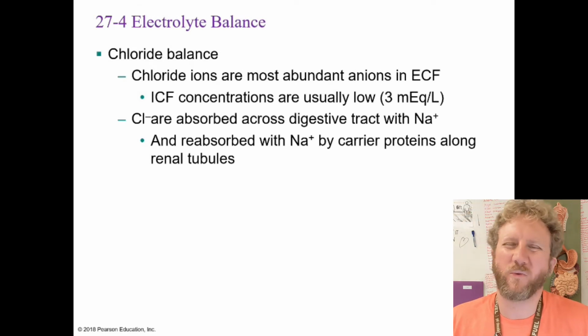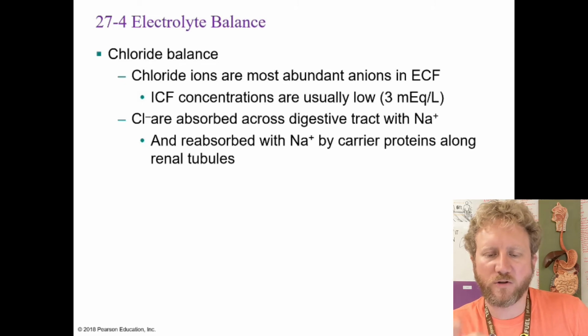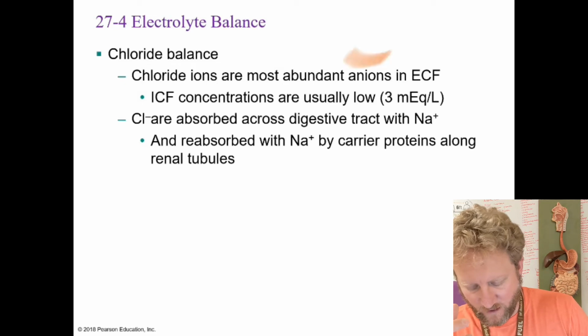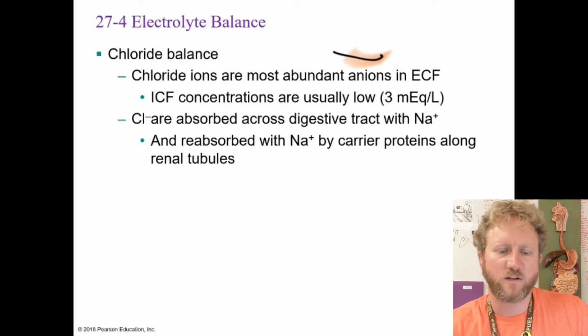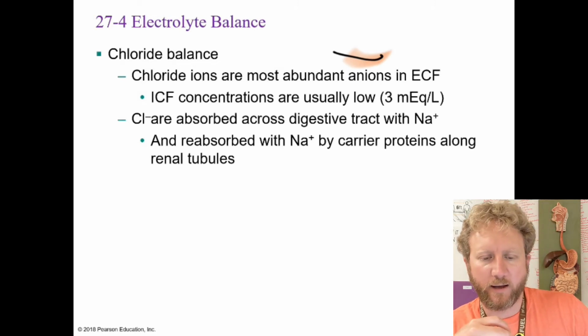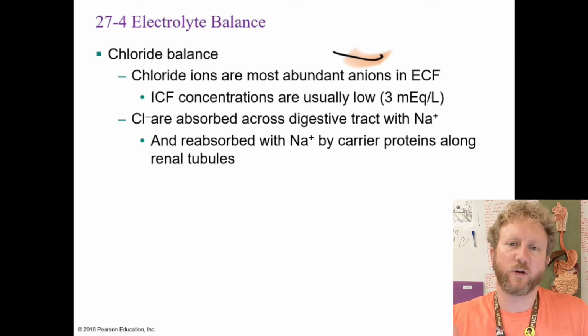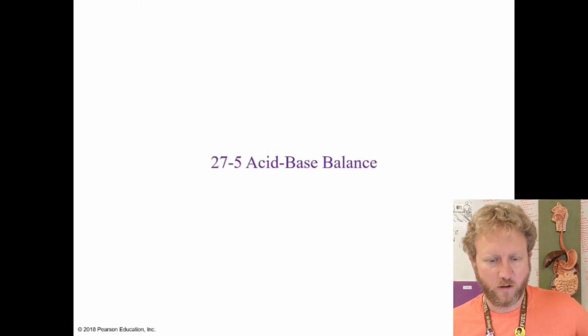Chloride is another important one. We don't think about chloride a lot. It's kind of a big deal in the stomach. They're the most abundant anions. Anions are negative ions. In the ICF, the concentrations are usually pretty low. It is absorbed across the digestive tract with the sodium, and it's reabsorbed with sodium by carrier proteins in the renal tubules, which you looked at in the last two videos.